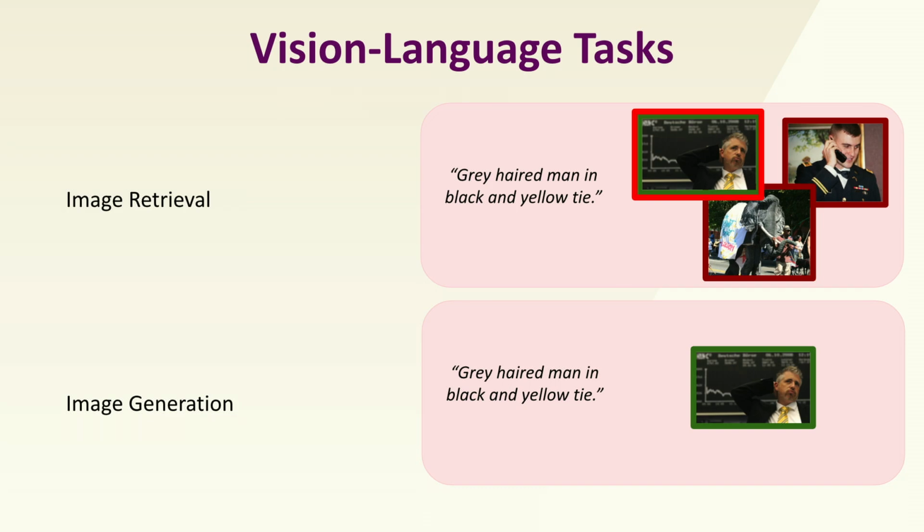Yet another task is image generation. This is something that you might have seen recently by models like DALL-E, where the task is, given a natural language description, gray-haired man in black and yellow tie again, the system now not just needs to retrieve an image, but generate the image pixel by pixel. Among all of these tasks, one common characteristic is that they require joint understanding of two modalities, the vision modality and the textual modality. The textual modality here is natural language, particularly English sentences. That is called multimodal vision and language research, where we need to jointly understand vision and language.